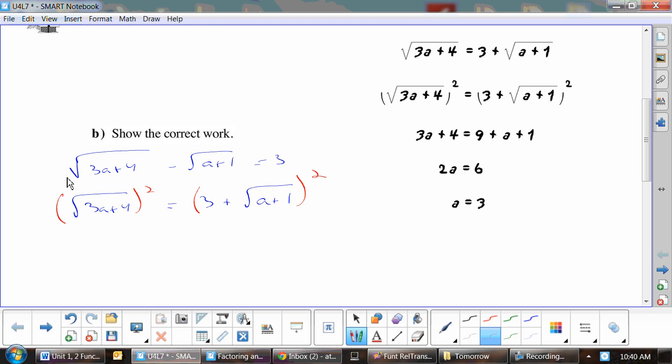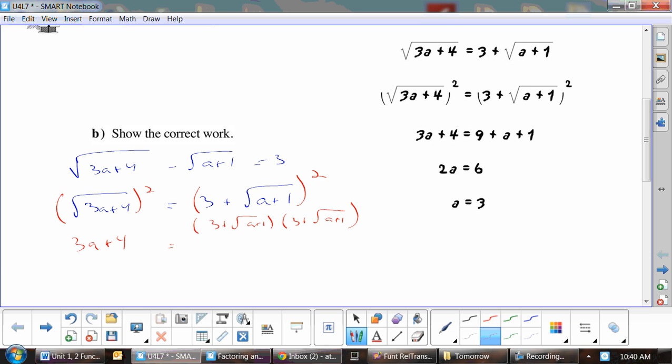So this one's nice, 3a plus 4. See, there's just one term in there. And some people say, oh, that's two terms. It's not. It's actually just one term. You can just square if it's one term. If there's two terms inside, you got to FOIL. So this is the same thing as 3 plus square root a plus 1. This is 3 plus square root a plus 1.